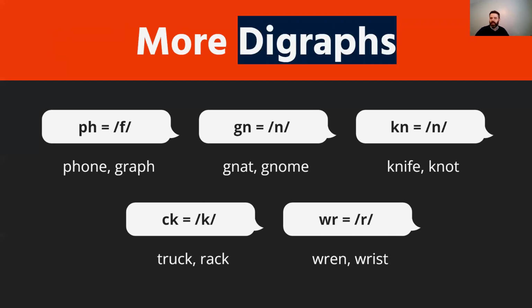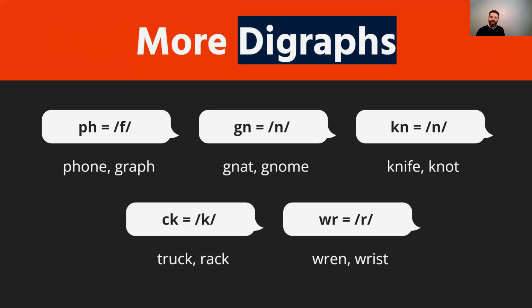Now there are some other digraph symbols that we use in English, often borrowed for other reasons into English. For example, the PH digraph, which makes the F sound in English. We see it in words like phone or graph. Then we have the GN. This is not a very common digraph of English, but sometimes we see it in some words like gnat and gnome. The G is completely silent. We just pronounce the N sound. The same is true for the KN digraph in English. We just pronounce the N sound, so knife or not.